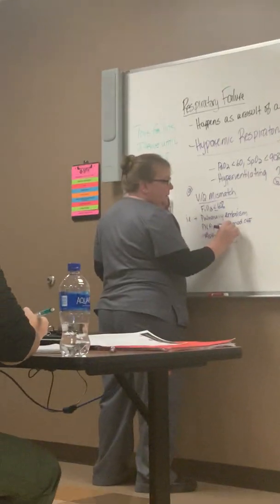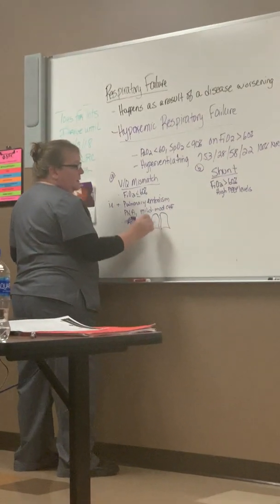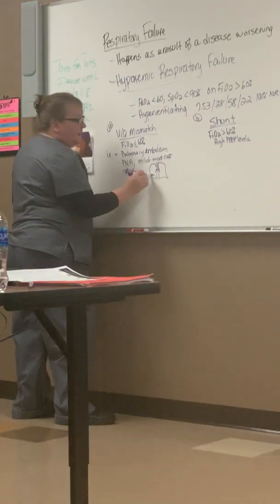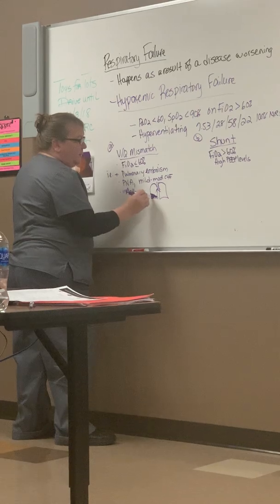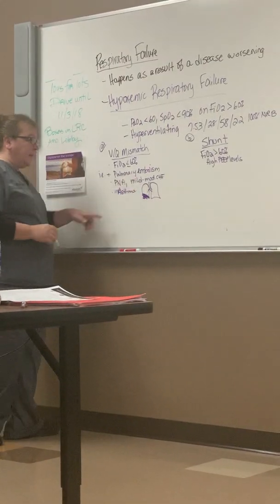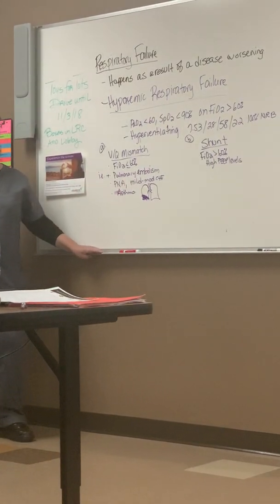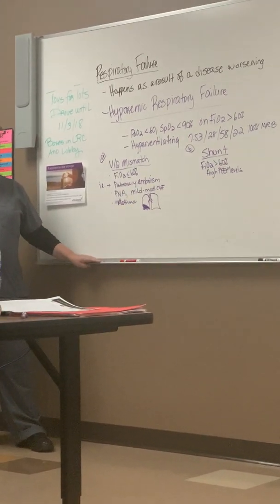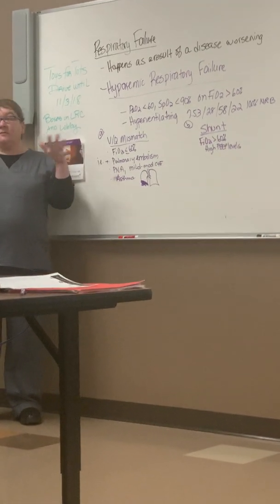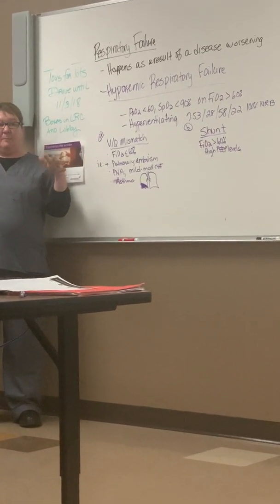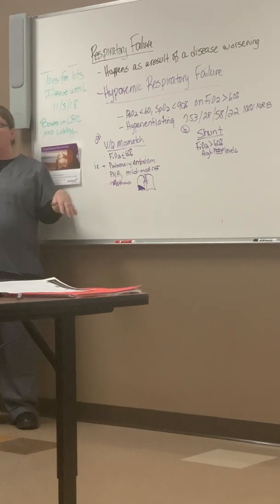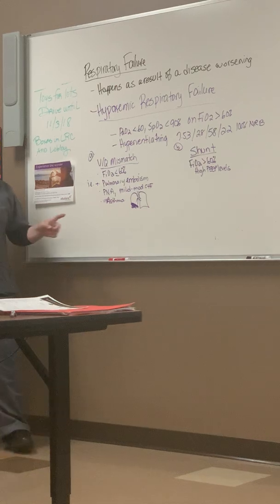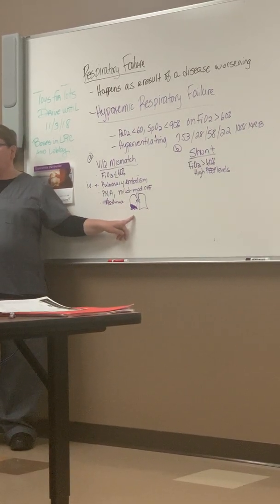Basically, what we see is in a VQ mismatch, it's more of an isolated problem. So let's say we have right lower lobe pneumonia, or you have a PE in the right upper lobe quadrant, or you've got mild CHF, so only part of the lung is affected. So there's a problem with ventilation and perfusion. They're not matching up. Either ventilation is not happening or perfusion is not happening. And for whatever reason, they're not matching up. But your entire lung is not affected.